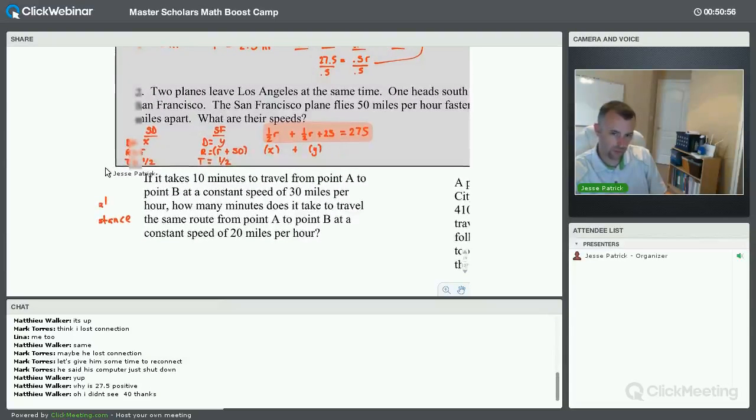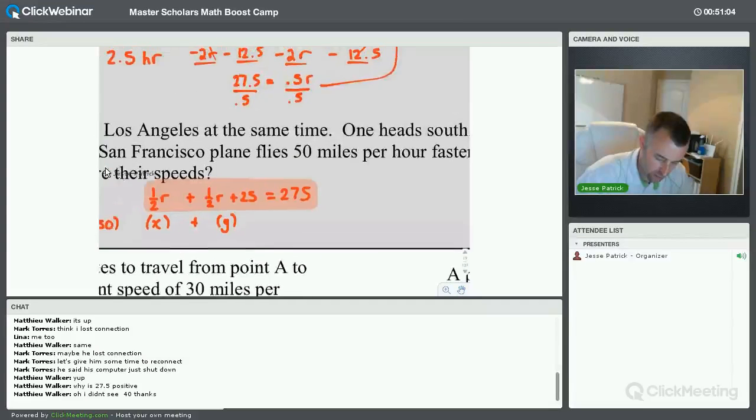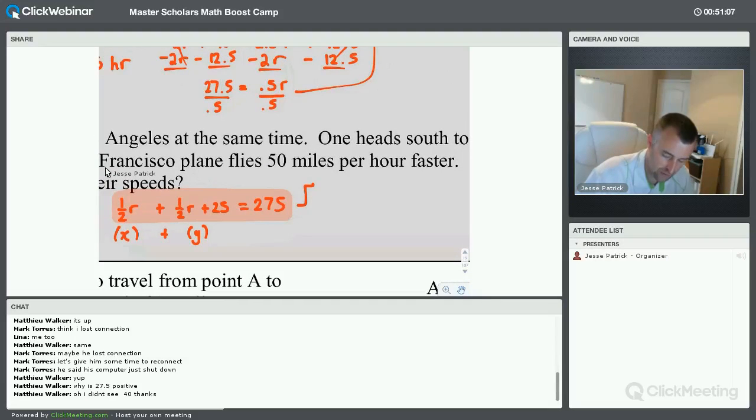And what do they want? They want their speeds. So I'm looking for R. So I can solve this for R and plug it in and get my two rates. So 1/2 plus 1/2 is kind of nice. Half and a half make a whole. So that would be 1R, or R plus 25 equals 275. Very simple equation to solve. So I'm just going to subtract 25 from both sides.